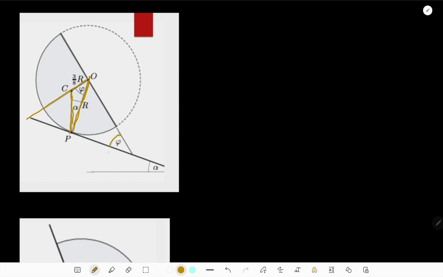If this angle is alpha, this line OP is perpendicular to the slope, and this line OC is perpendicular to this flat surface. So if this angle is phi, this angle is going to be phi, and since this is vertical and this is normal, I guess this angle is 90 degrees, this is 90 minus alpha, so this angle should be alpha. I got the things.